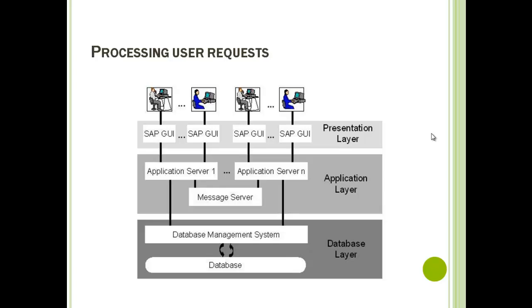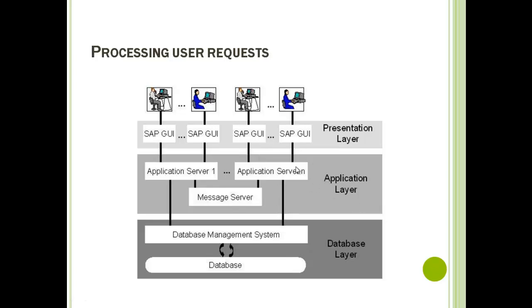Okay, now let's look at how the user request is being processed. Let's assume one user is logging into SAP GUI. From the presentation layer, they will log in and it will go to the application layer. In the application layer, you have multiple application servers, as we saw in our previous slides. You also have one server called the message server. That message server is a central server, what we call the central instance. One central instance, and you have multiple application instances.